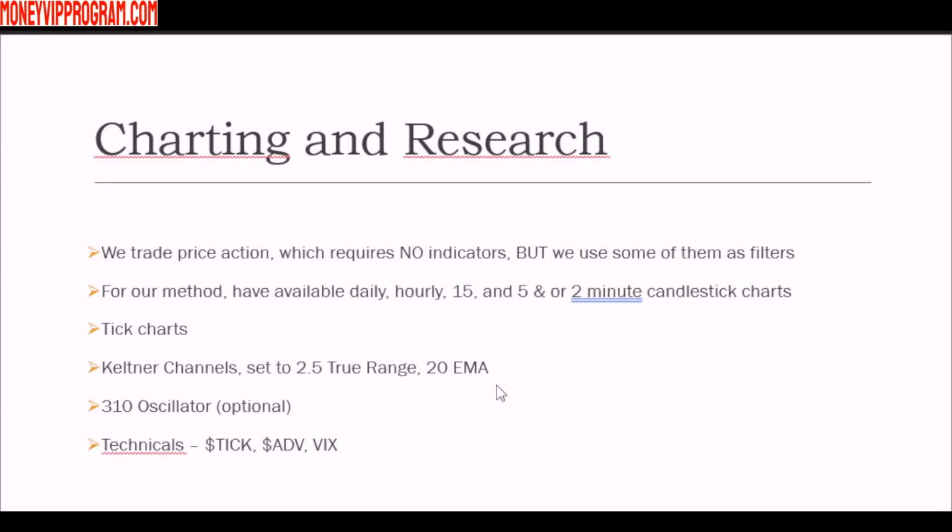As far as the indicators, Keltner channels, okay, that's what I use. People ask me quite a bit about these, and I set them to 2.5 true range. There's average true range or true range. Mine, I believe, are set to true range. It doesn't really matter, guys. It's not a big deal. I would trade them interchangeably.